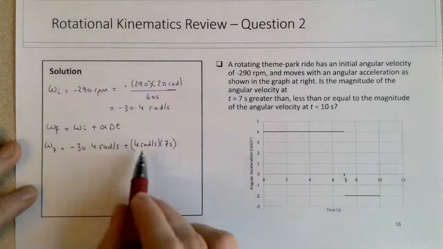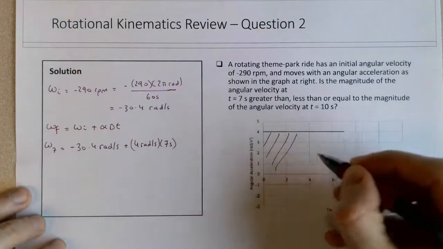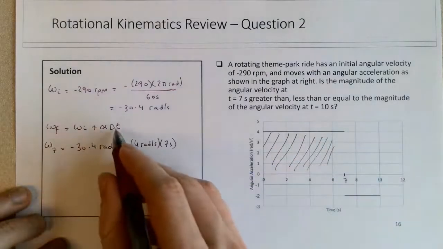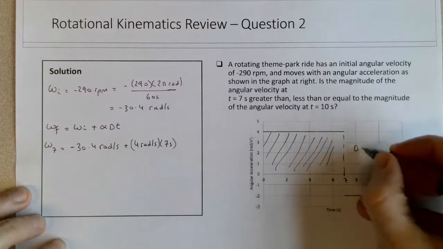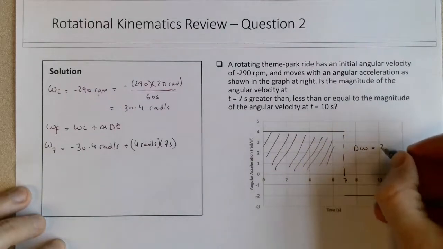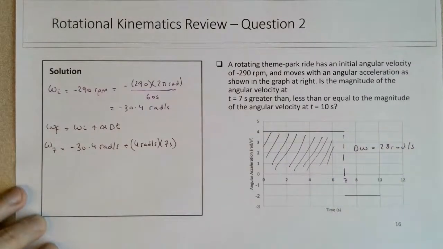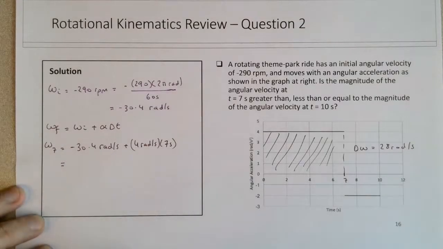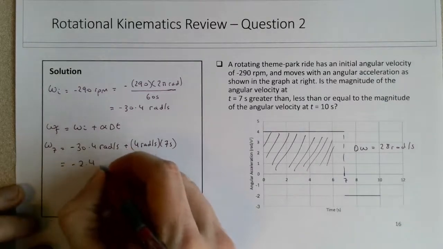So this change here, 4 times 7, is the area underneath this curve, which gives us alpha delta t, which is delta omega. So this delta omega is 28 radians per second. So this value works out to be, if you did your calculations correctly, negative 2.4 radians per second.